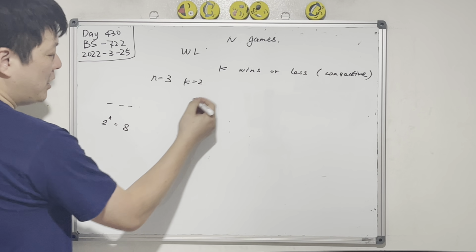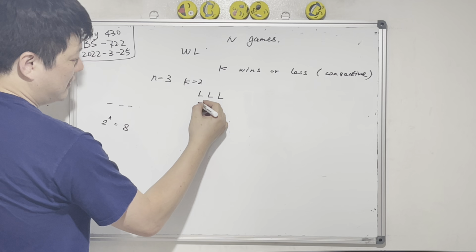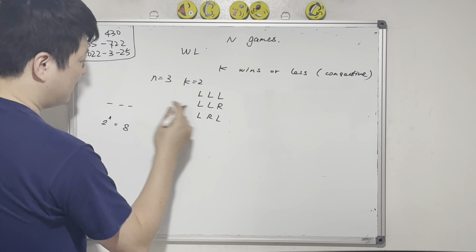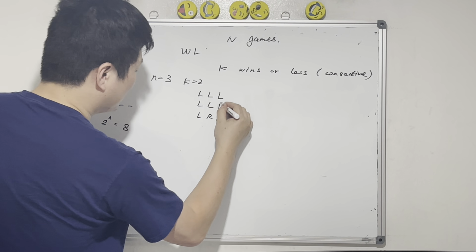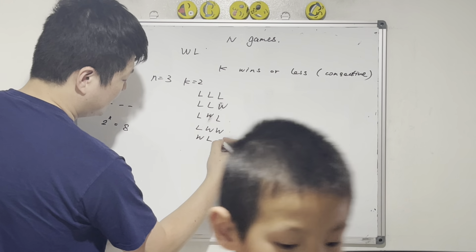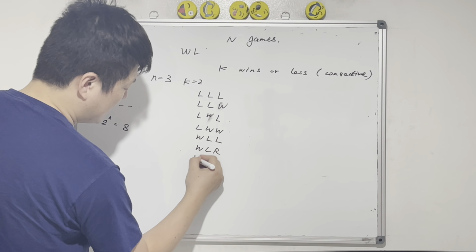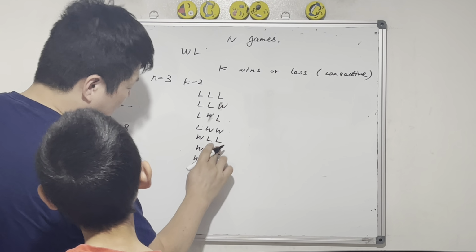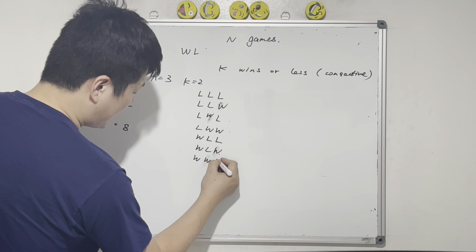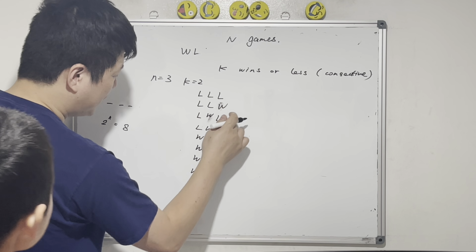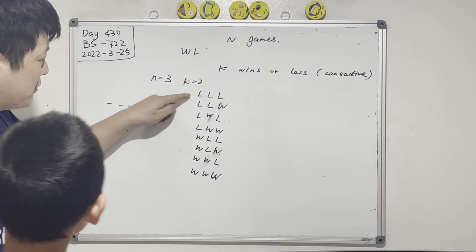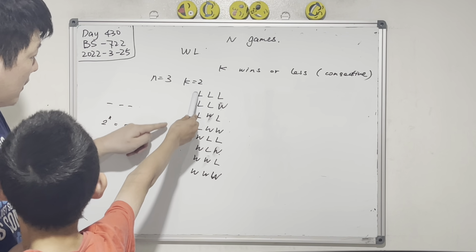Okay, so look, if I write L, R. Actually R is win. How many? 1, 2, 3, 4, 5, 6, 7, 8. So losing 3 times in a row, isn't that k equals 2?